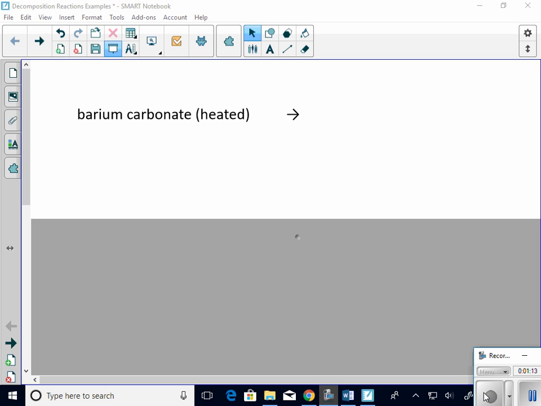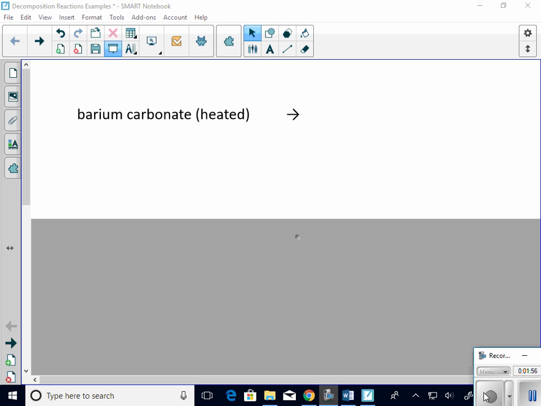Now, I want you to take out your packet and look at the decomposition ones. What can you tell me that is consistent about every single decomposition reaction? Maddie? One thing breaks into 2. Now, we're going to talk about that, okay? The good part is one thing. That one thing is we have one reactant. It breaks into 2, could be more, all right? It breaks down into 2 or more products.